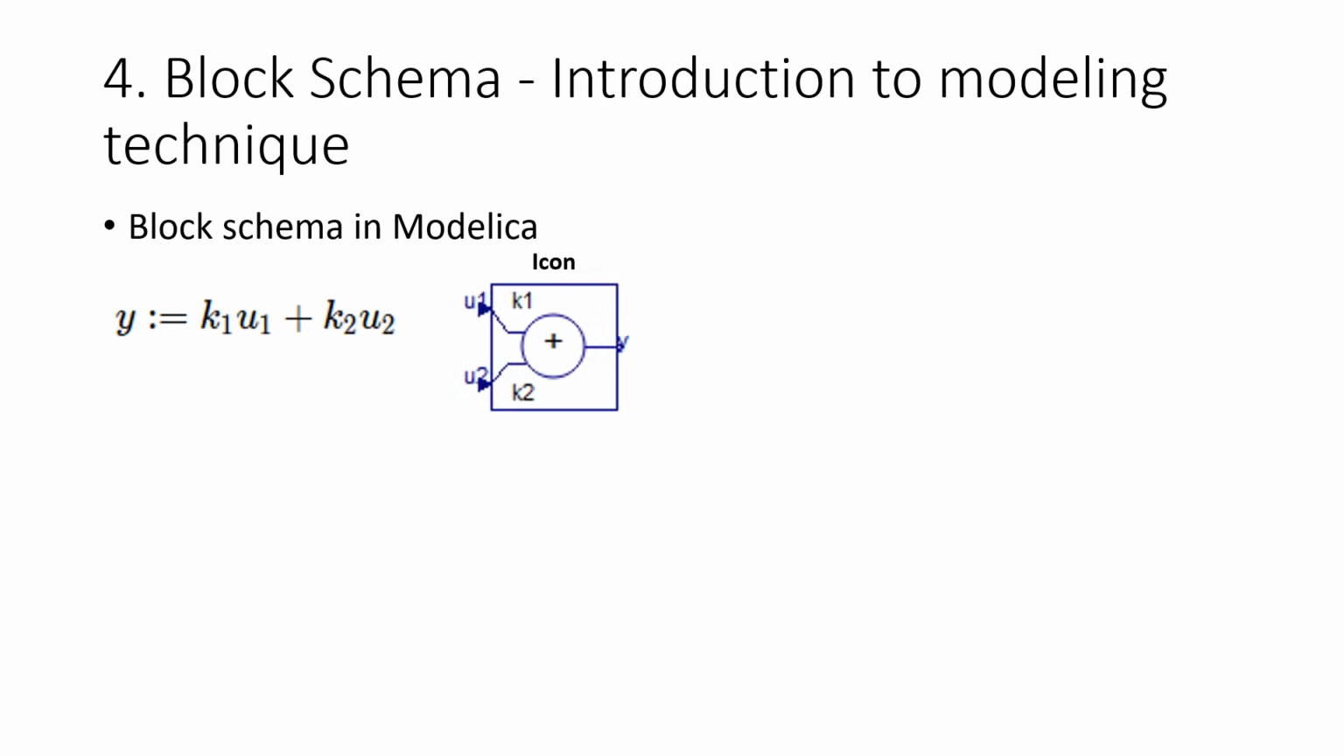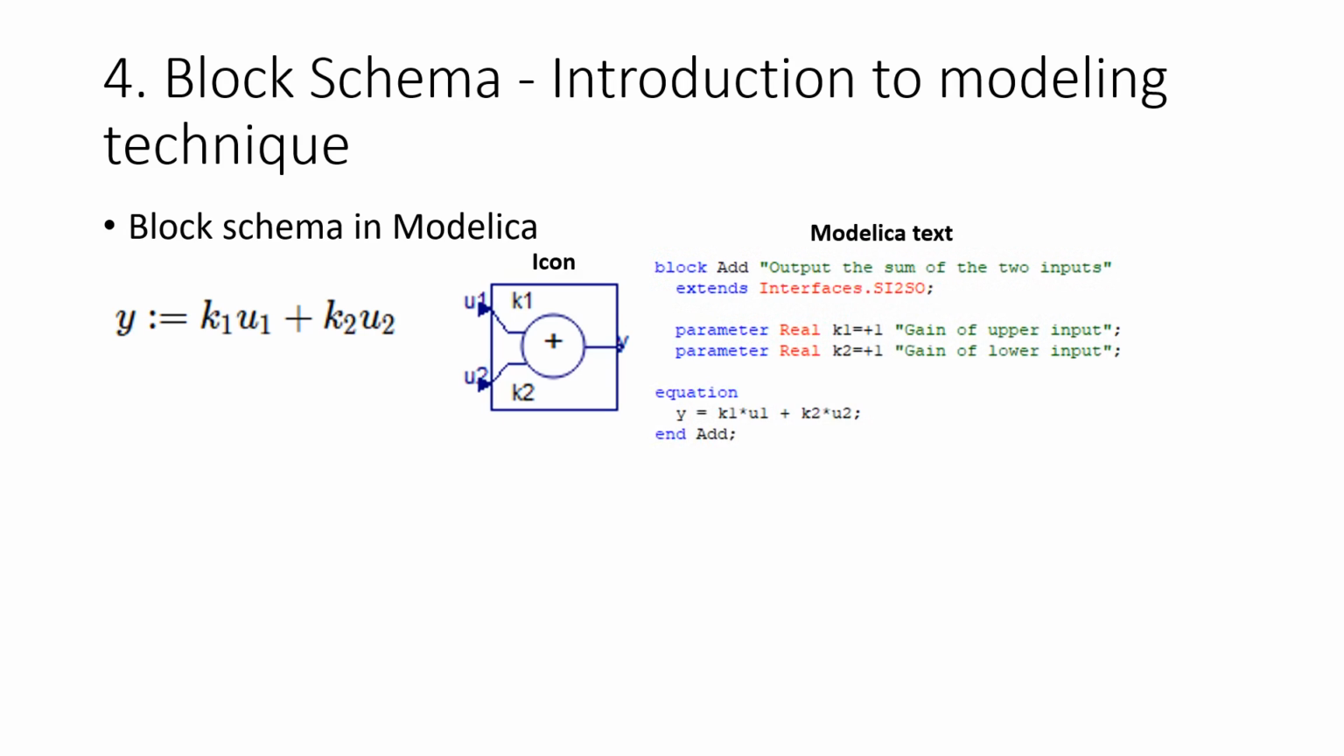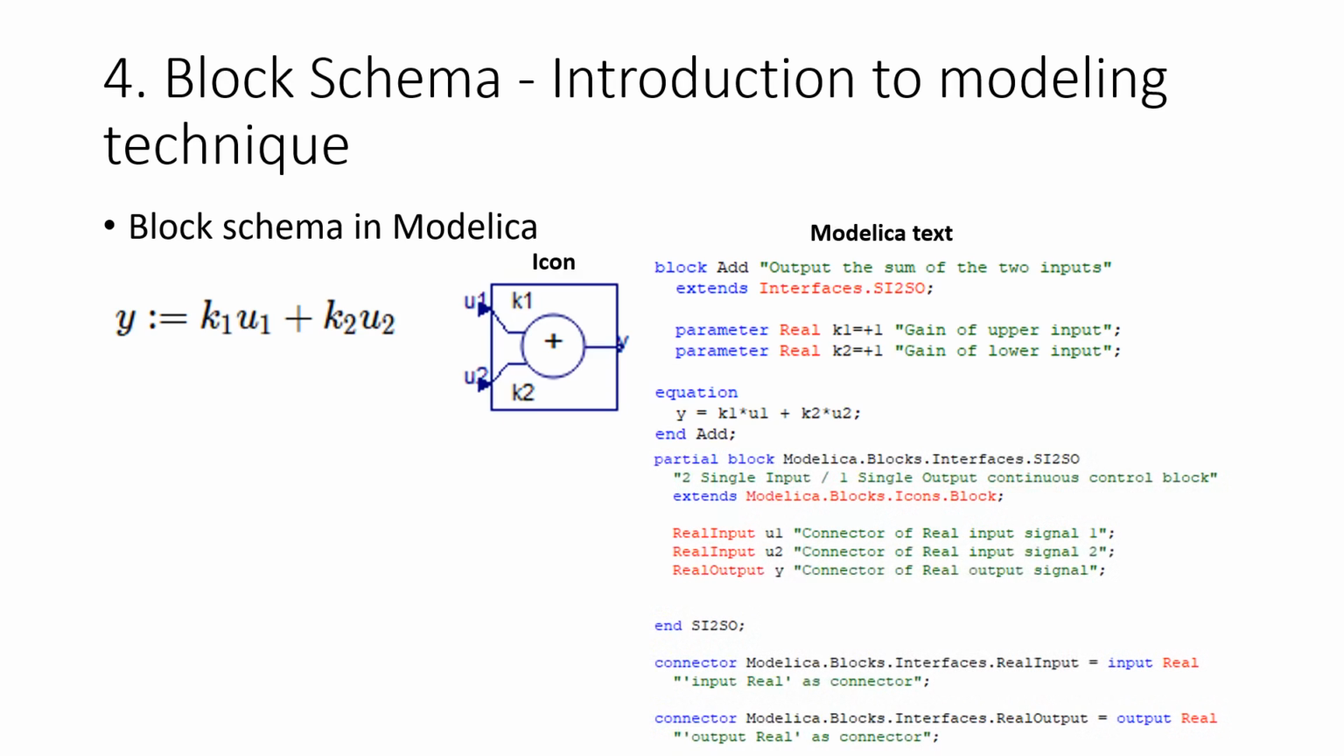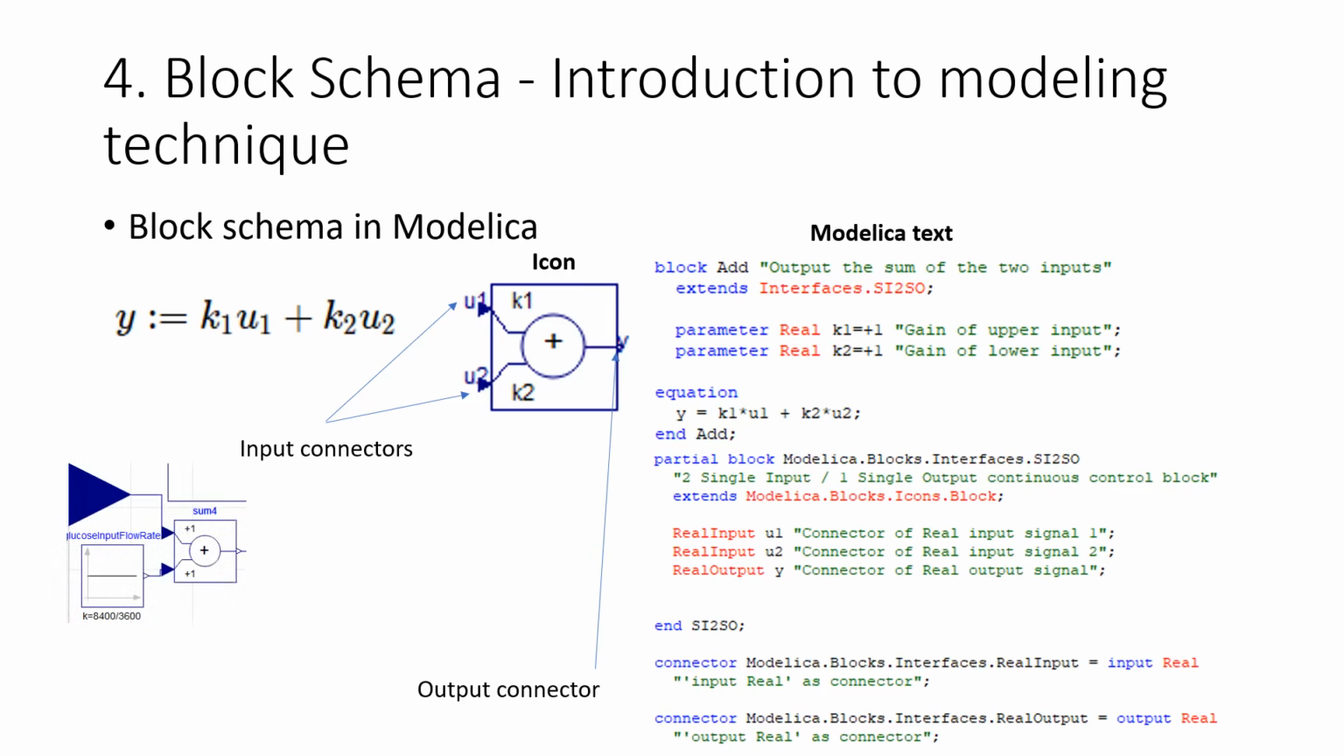So I can define the icon where u1, u2 are inputs and y is the output, and in the Modelica text I explicitly say what should be done, and I say that the input connectors are u1, u2 and the output connector is y. So when combining inputs and outputs from different blocks, I can make more complex models.